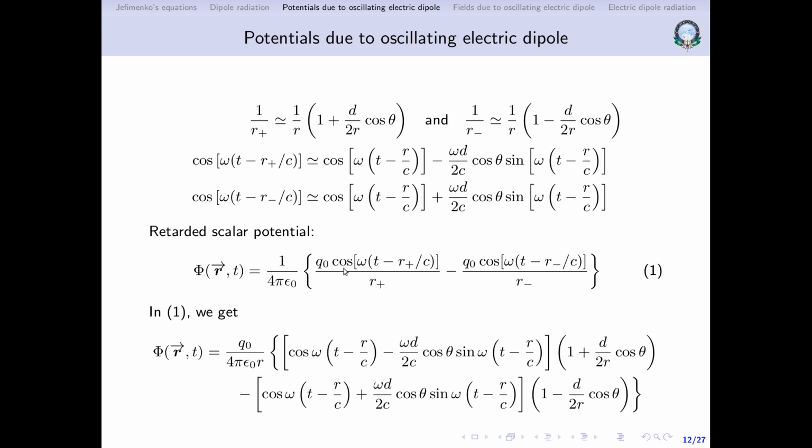Then what is left behind is cos of this and minus cos of this. Then I can substitute whatever is left for 1 by r plus and 1 by r minus. So cos of omega t minus r plus by c, multiplied with this quantity inside the brackets. Similarly, minus this entire term multiplied with this term inside the bracket. So this is what we have. This first term into this, and here we will have this term into this.